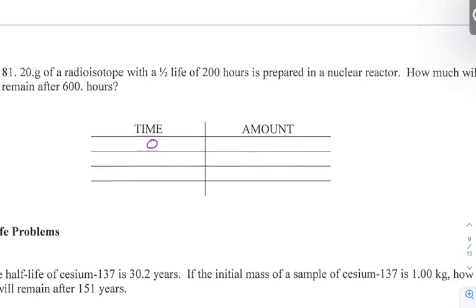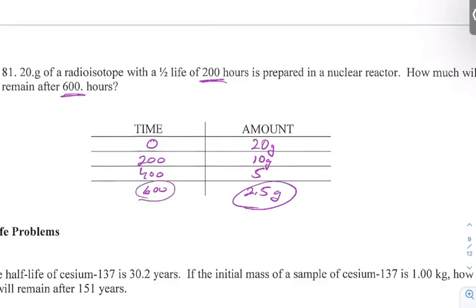So again, we're starting at time 0, and they're telling me I am starting with 20 grams. My half-life is 200 hours, so after 200 hours, I will be down to 10 grams. After 400 hours, I would be down to 5 grams. And after 600 hours, which is what they're asking about, I'd be down to 2.5 grams. And so that's your ultimate answer, because what they're saying is how much will remain after 600 hours. So here we are at 600. We've gone through 1, 2, 3 half-lives, and we cut this amount in half 3 times. And so we end up with 2.5 grams.